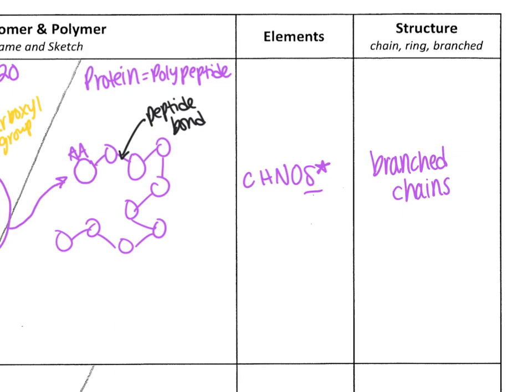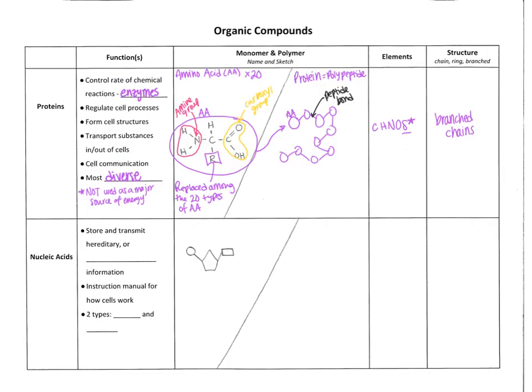So just to recap, we've learned about proteins. Proteins are the most diverse group of organic compounds out of the other three we'll be learning about. They have very important jobs inside of cells, and they are not used as a major source of energy, but they are involved in the building of cells and regulating cell processes. Now let's dive into nucleic acids.